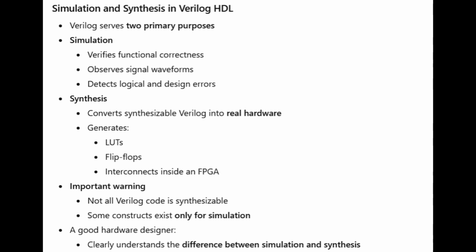Verilog serves two very important purposes. First, it is used for simulation. Simulation allows us to verify functionality, observe waveforms, and detect logical errors. Second, Verilog is used for synthesis. Synthesis converts synthesizable Verilog code into real hardware: LUTs, flip-flops, and routing inside an FPGA. Important warning: not all Verilog code can be synthesized. Some constructs exist only for simulation. A good hardware designer always knows the difference.